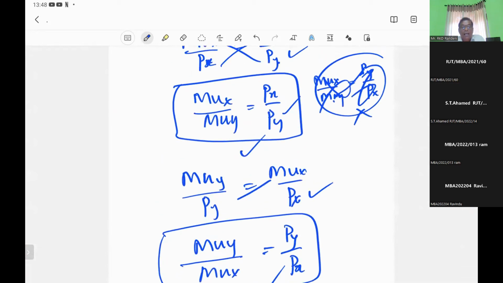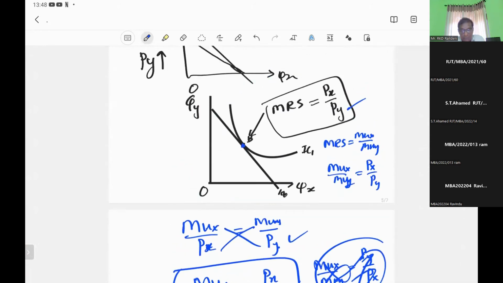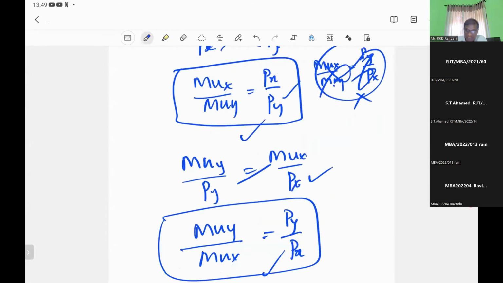What is the correct equilibrium point of the consumer according to the indifference curve analysis? Can you please explain a little bit slowly? All right, okay.